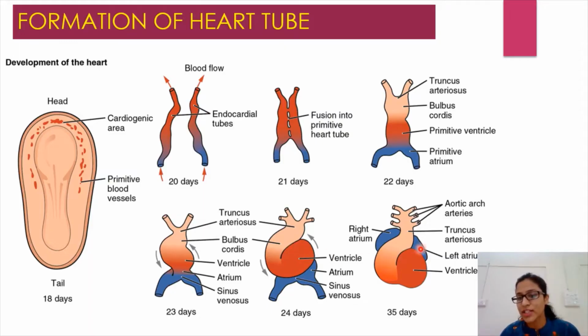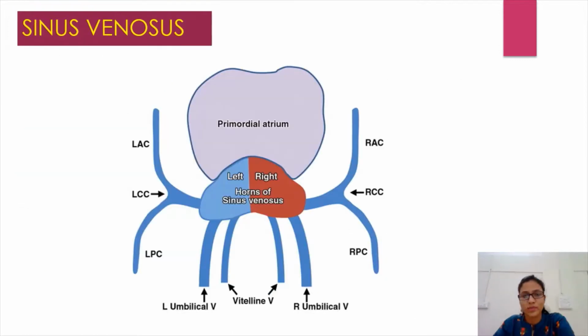And finally, it will achieve the adult position. Also, we can see the right atrium, left atrium, and the superior vena cava and inferior vena cava, all of which are related to the posterior side. We will see the sinus venosus in detail.